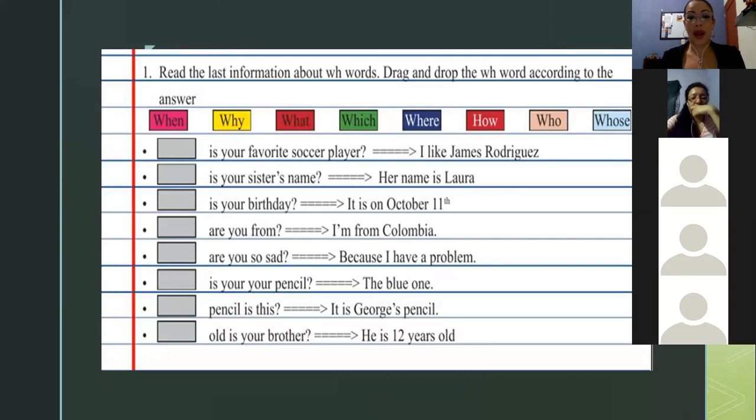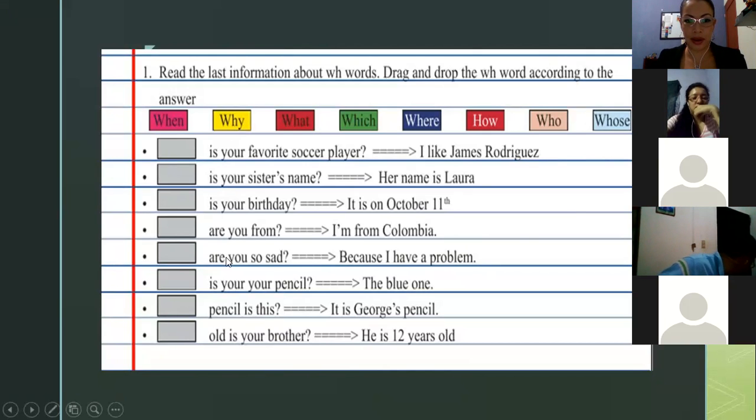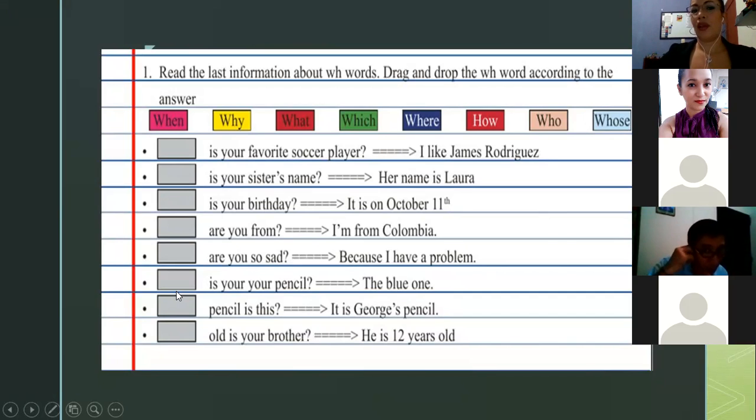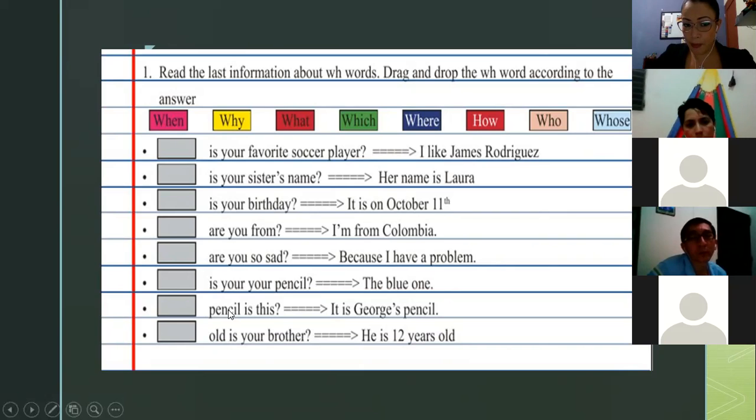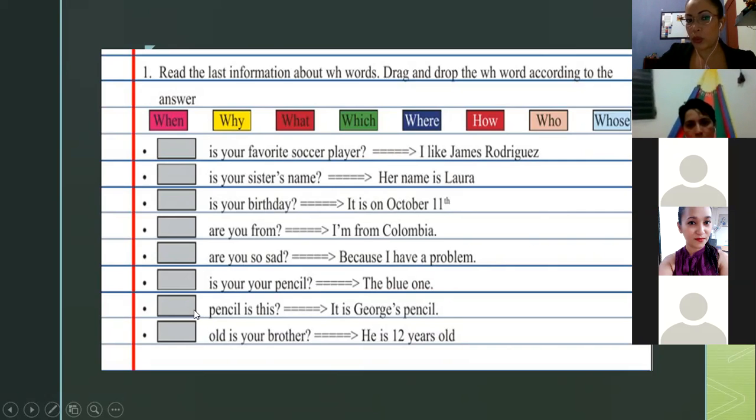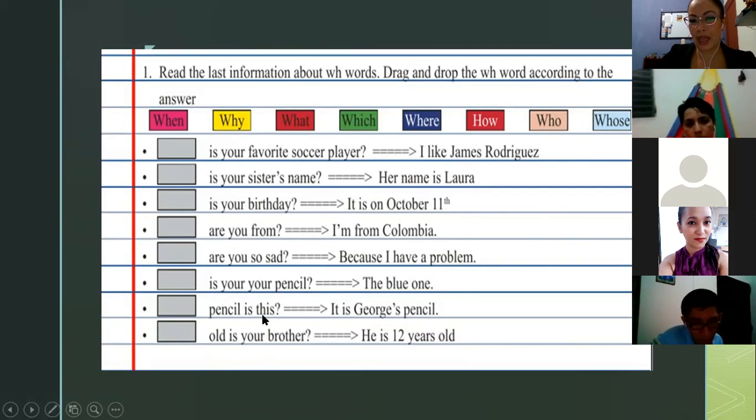¿Cuál es esa? Why? ¿Por qué? Aquí sería why. ¿Por qué estás tan triste? Why are you so sad? Okay. "Is your pencil?" Y la respuesta dice the blue one, el azul. Which is your pencil? ¿Cuál es tu lápiz? The blue one. Aquí pregunta, "pencil is this." It's George's pencil. Whose pencil is this? ¿De quién es este lápiz? Whose pencil is this?